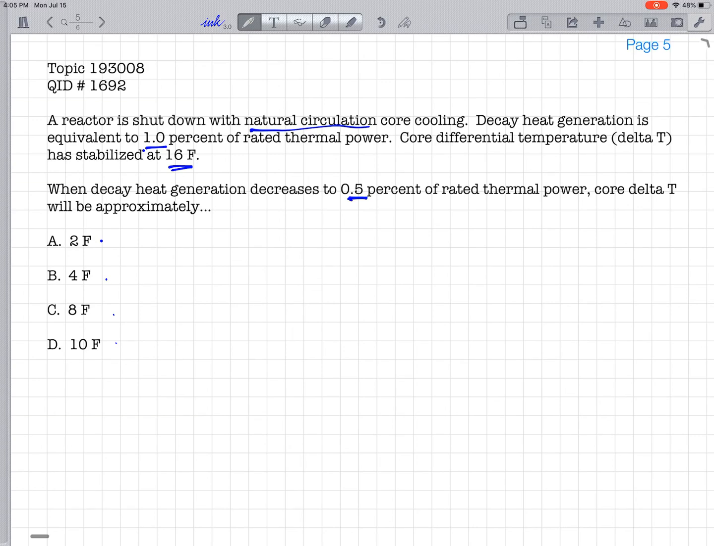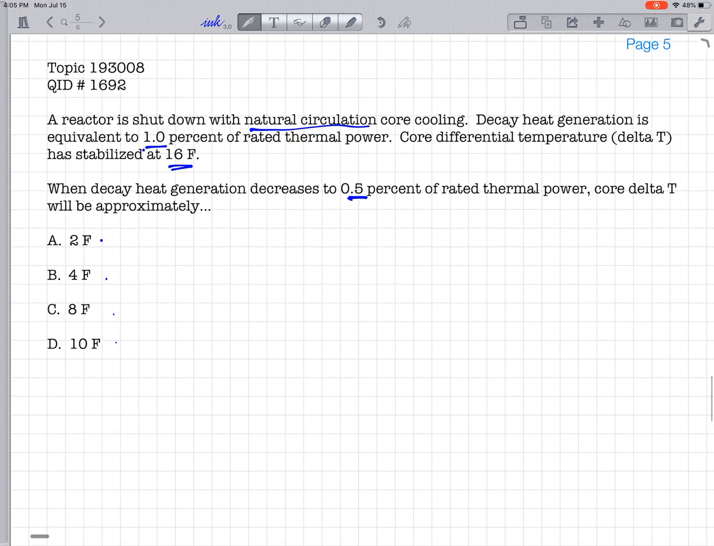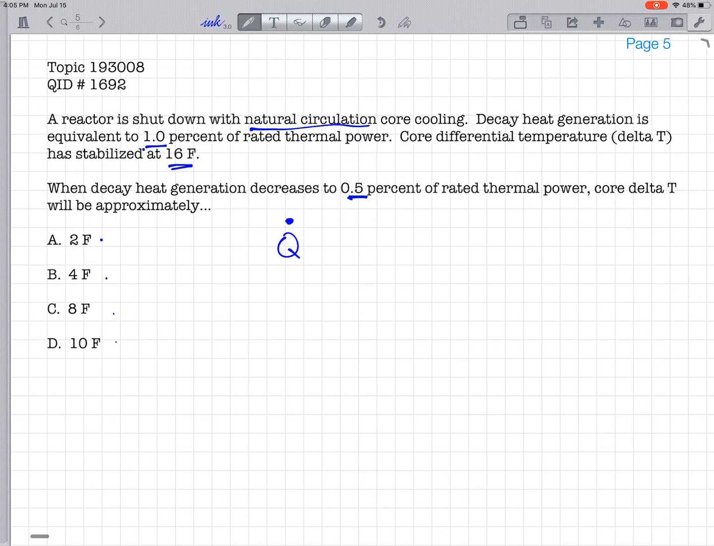Okay, so since we're in natural circulation, we know that we're going to have to use some equivalencies. So from our equation sheet, from generic fundamentals, we know that Q dot, or rated thermal power, is proportional to mass flow rate cubed, and that's in natural circ. And we also know that the delta T of the reactor, the difference in temperature between the hot and the cold legs, is going to be proportional to mass flow rate squared.